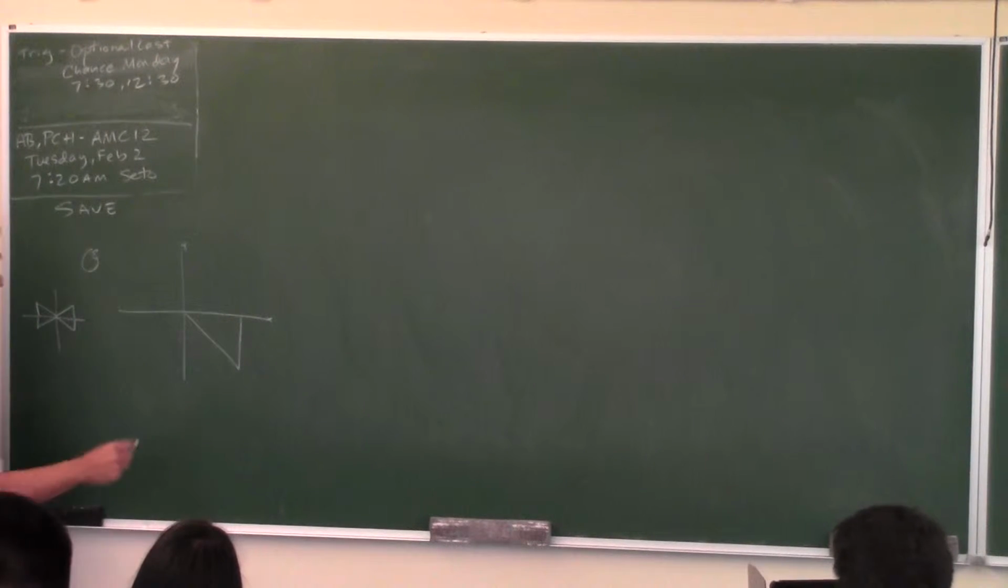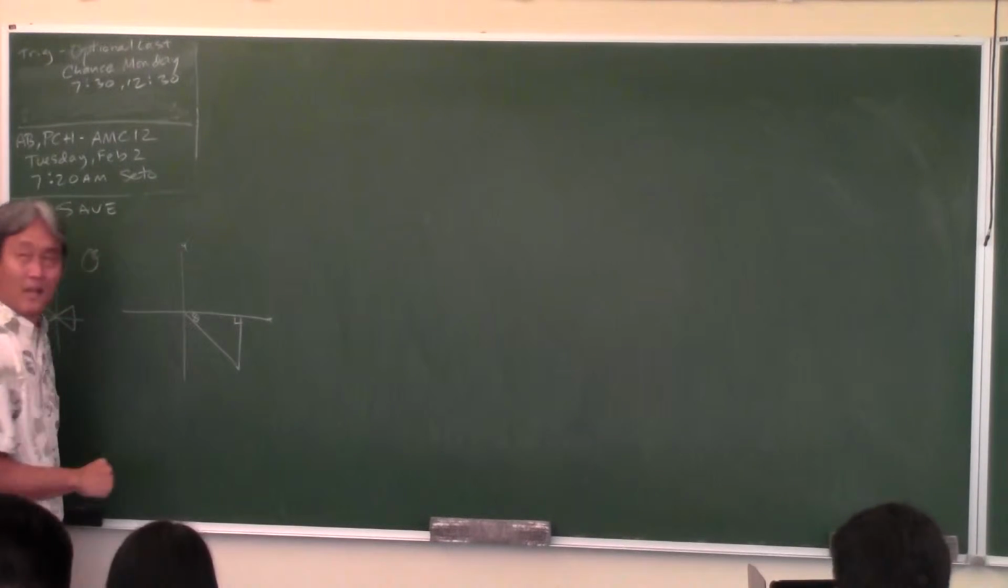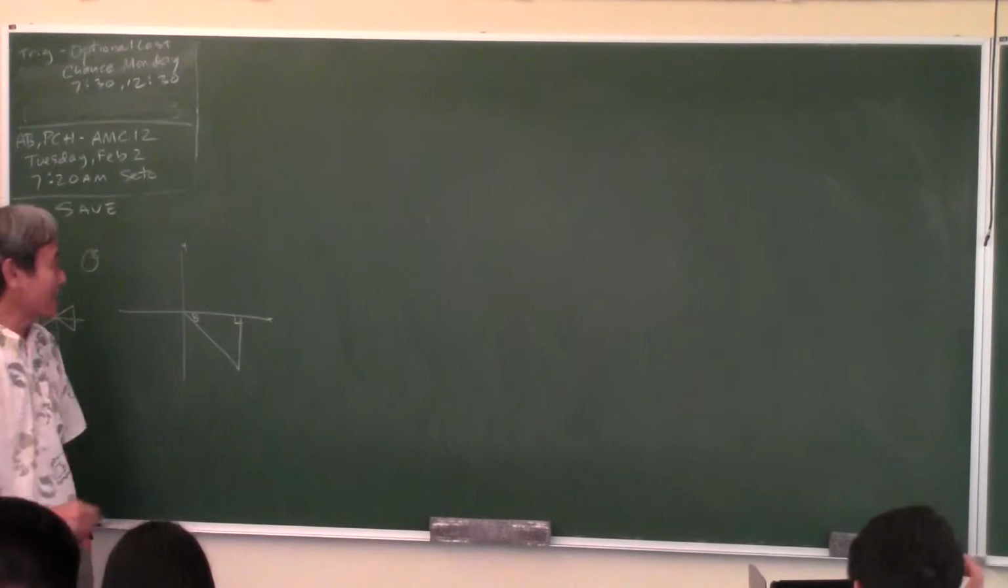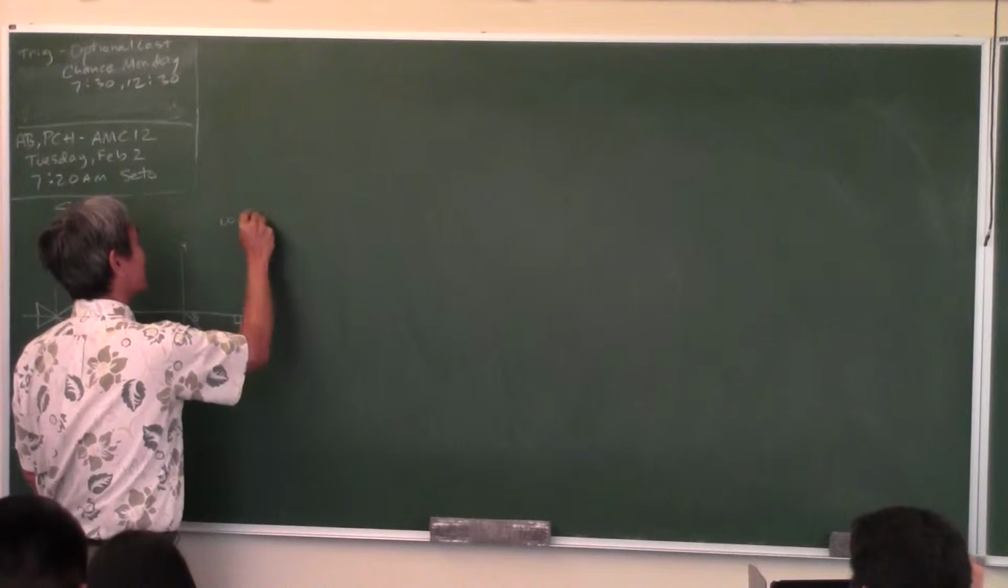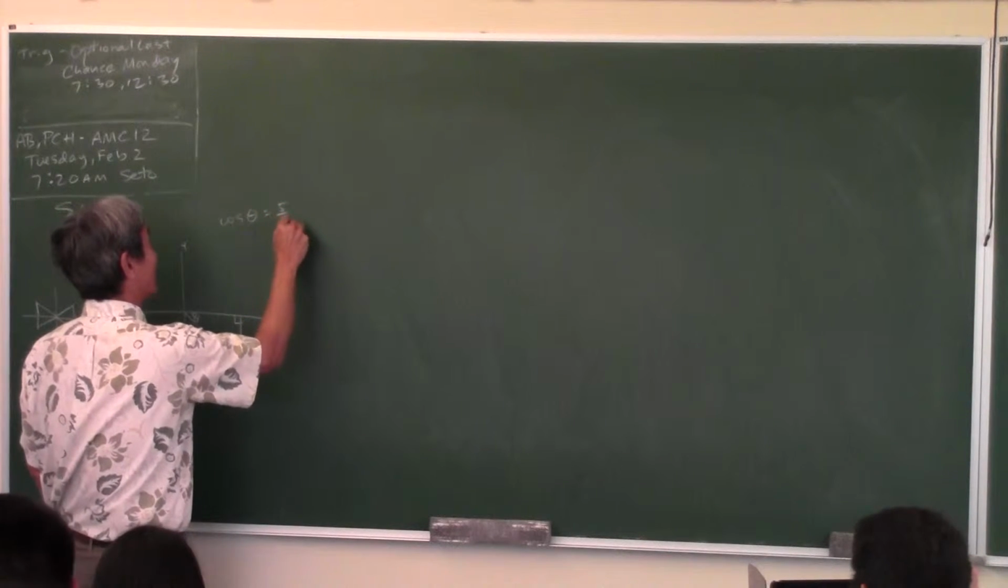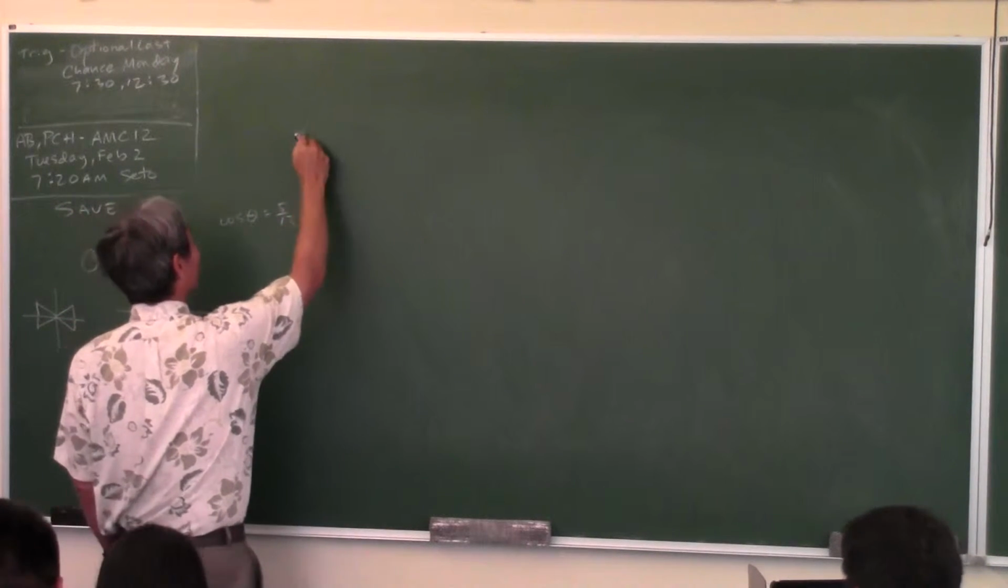So what does it say? Quadrant 4. So you draw it like this. Here's theta. Now it says cosine theta is 5/13. Now, if you have to write this on your paper, write it down.